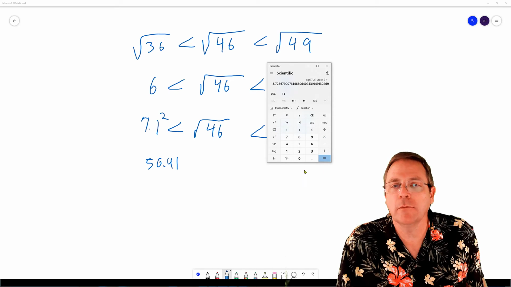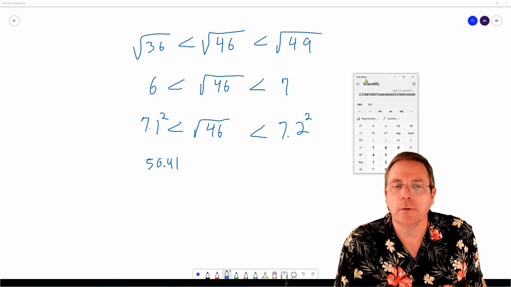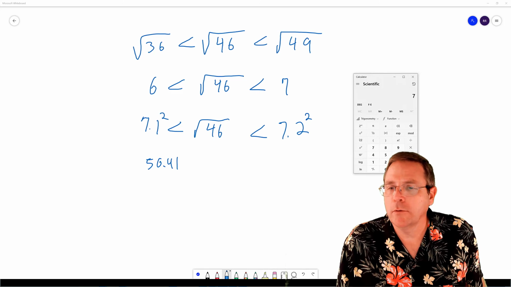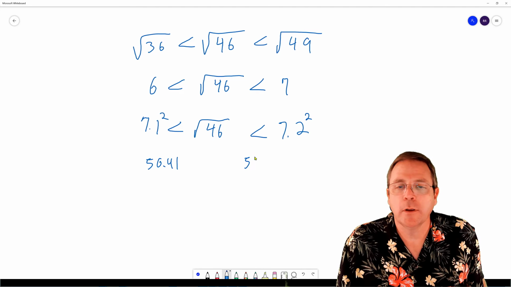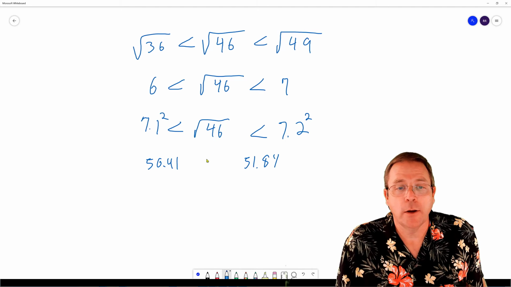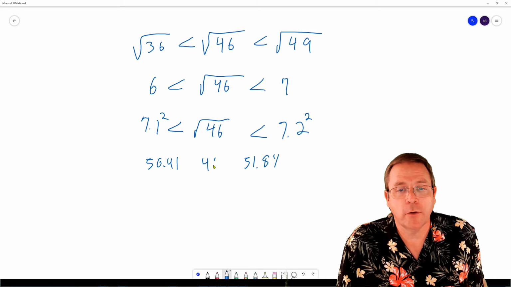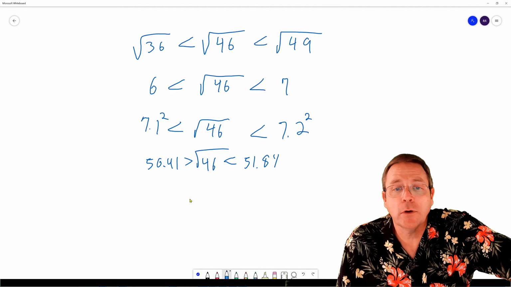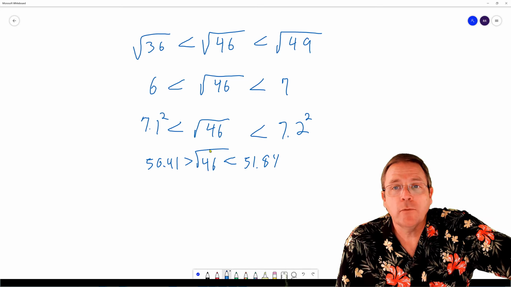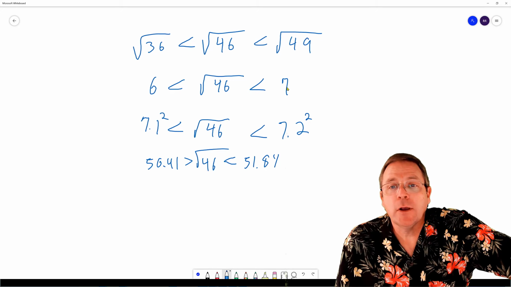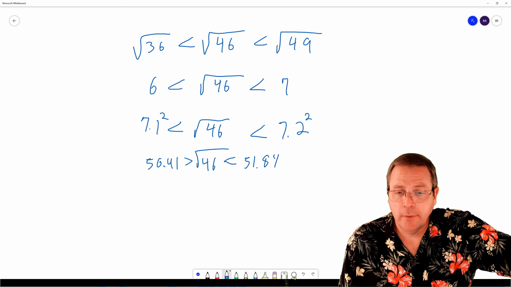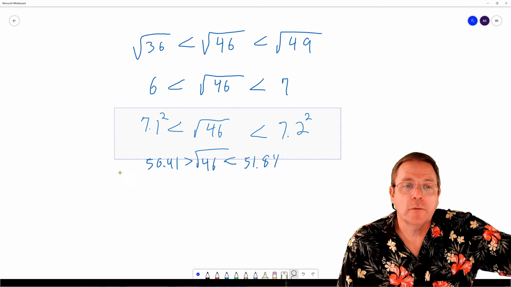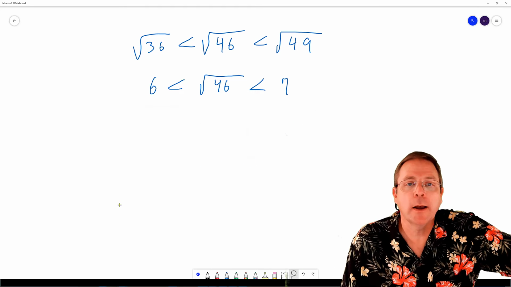Let me show you what I did wrong. 7.2 squared gave me 51.84. And notice both of those numbers are greater than 46. So that is not going to work at all. And I realize what my issue is. I'm going to be closer to 7, but it's still going to be a number less than 7. Therefore, I'm going to take all of this stuff right here, and boop, I'm going to delete it.